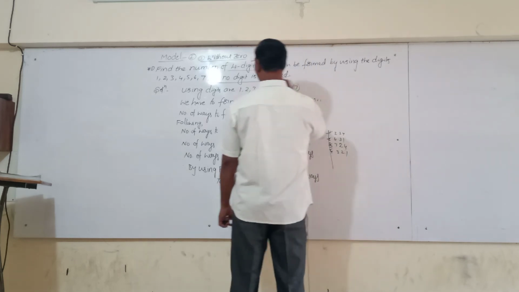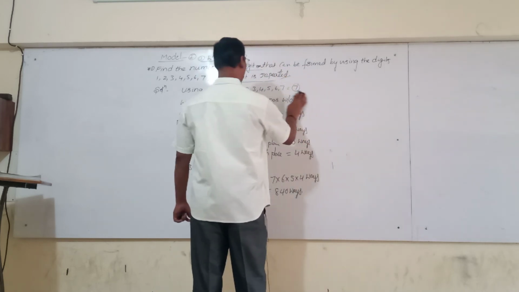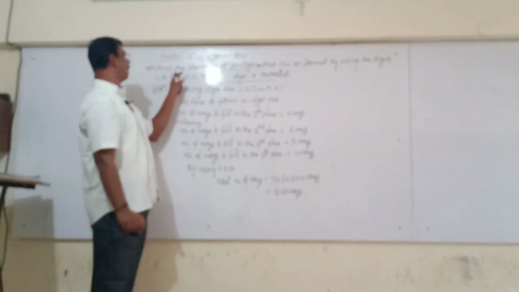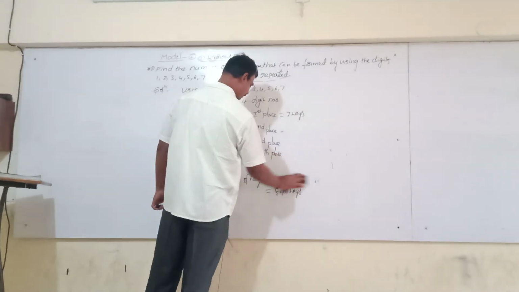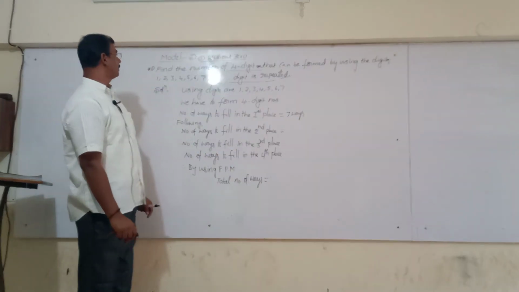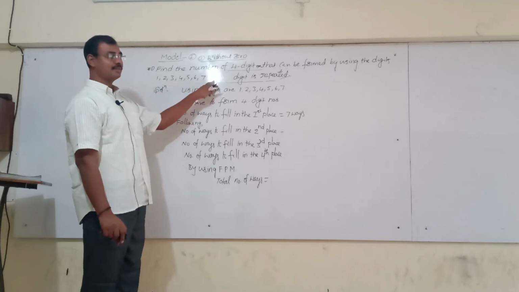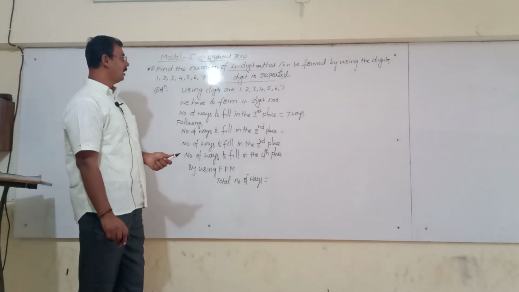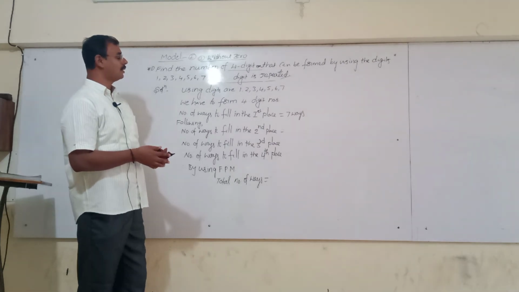Same model problem, only the condition I am changing. The condition is digit is repeated. Write down the next problem. Find the number of 4-digit numbers that can be formed by using the digits 1, 2, 3, 4, 5, 6, 7 if digit is repeated.